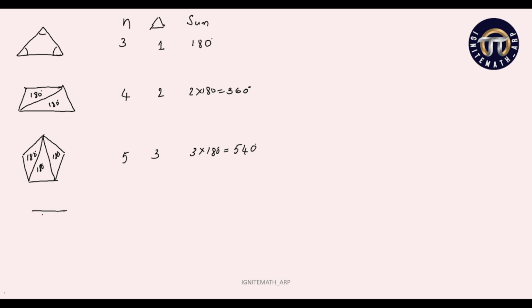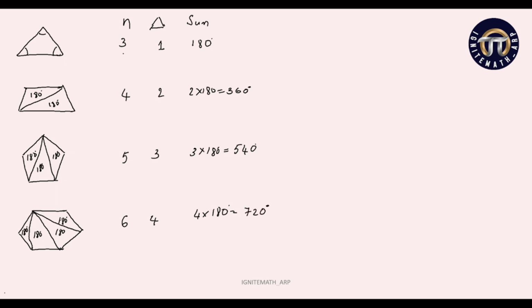Similarly, if you take a hexagon, look at this, children. We can derive a formula. We can generalize the sum of interior angles. Okay, focus. I will draw one diagonal over here, one diagonal over here, and one diagonal over here. There is one triangle formed over here. This is 180 degrees, this is 180 degrees, this is 180 degrees, and also this is 180 degrees. So for a six-sided polygon, the number of triangles formed is 4, and the sum of interior angles is 4 into 180 degrees. So that is nothing but 720 degrees.